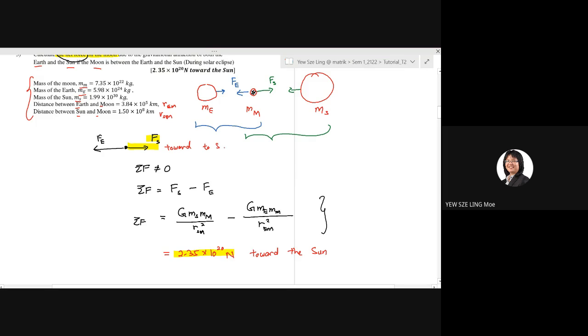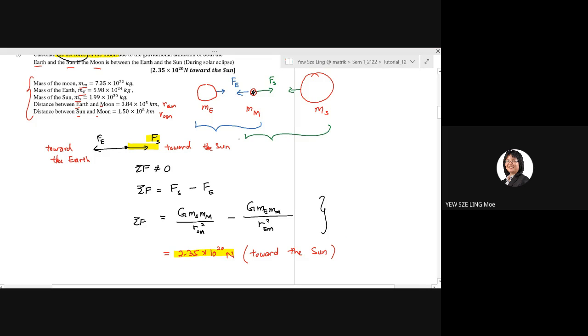Okay, this is toward the sun. The other side, the left hand side, is towards the Earth. So when I have a positive value, then the final answer I need to state is towards the sun.